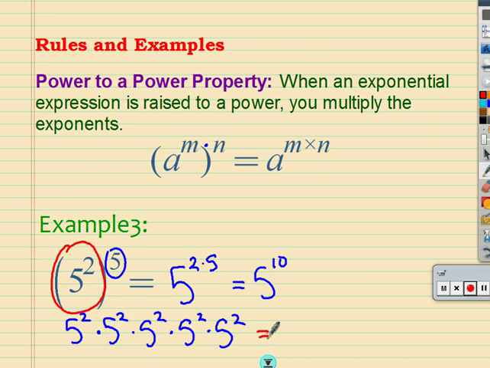Earlier, with our first property, we learned that we could add the exponents if the bases are the same. So I can add the exponents when bases are the same. I have 2 plus 2 plus 2 plus 2 plus 2, which will turn into 5 to the 10th power. Repetitive addition is multiplication. That's why we multiply 2 and 5 to get 10. Here's your you try.